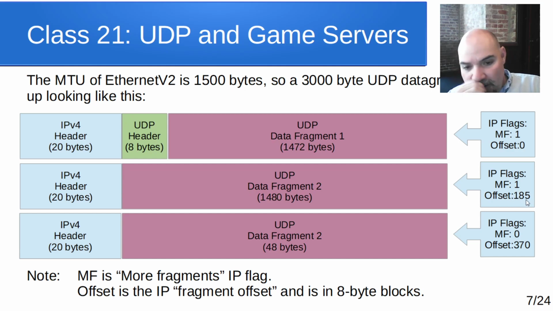And the reason that's 185 is that it is the offset in 8-byte blocks. So 185 times 8 will get us up to the point where the next data needs to be stuck at the end of that one. And then the third one here will just be 48 bytes long, but with an IPv4 header again. But now notice the more fragments flag is set to 0, saying there are no more after this one. And here's my offset, 370, so it knows where to put this data.